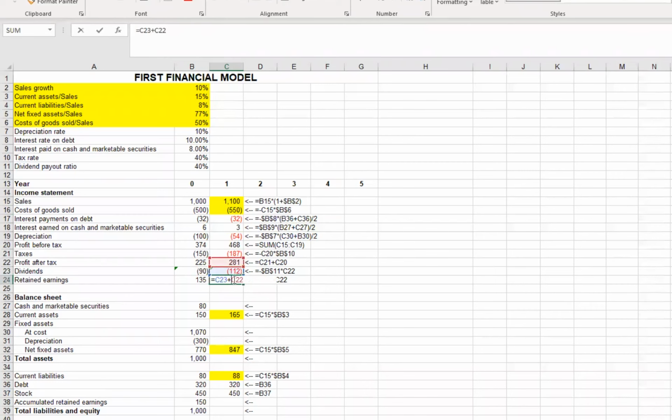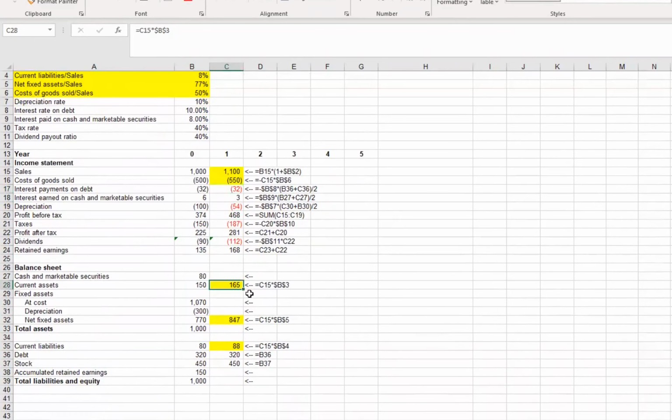And finally, retained earnings will be just the sum. And profit after tax is also the sum. Profit before tax is also the sum, because we put the minus sign in when we calculate the individual numbers. Then let me go to the balance sheet here. I also recommend you go ahead and find a plug as well. The plug here will be this cash.